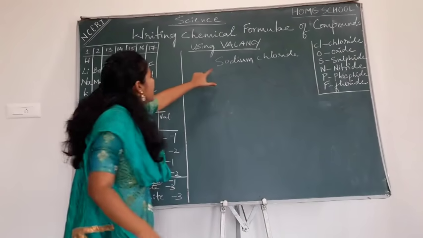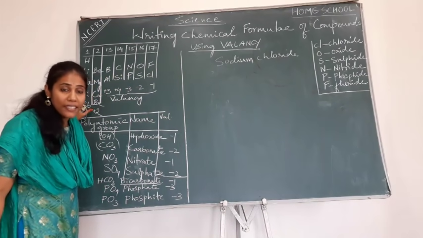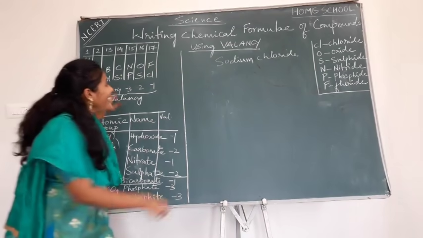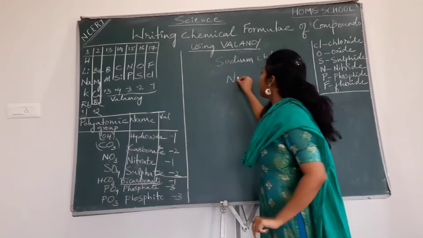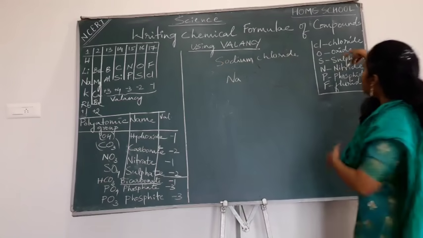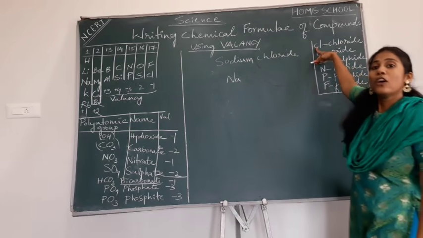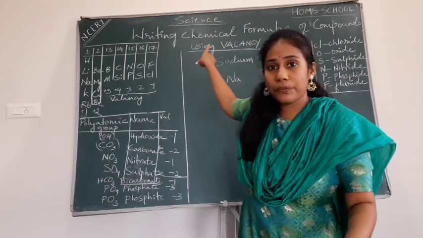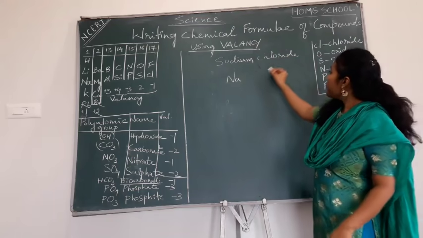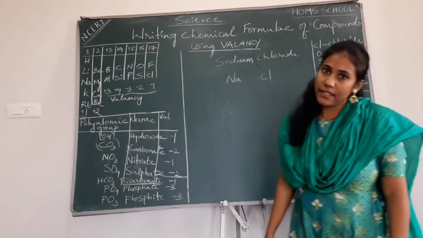So, what is the symbol for sodium? Na. Sodium is in group 1 elements, so Na is the symbol for sodium. Na you have to write. And chloride, in the sense Cl. Cl can be called a chloride in a compound usually. So in the place of chloride, I'll write its symbol, which is Cl.